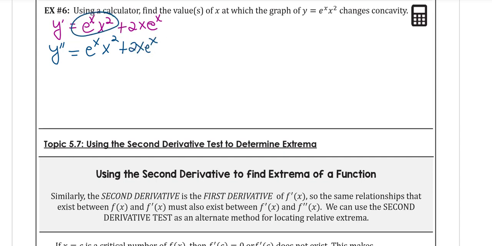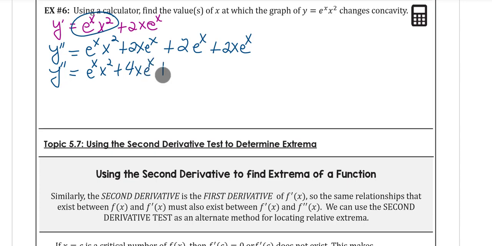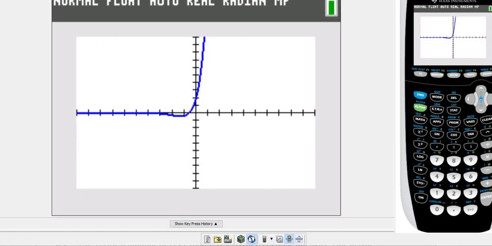That will take care of that term. And then the next term is going to be 2e to the x plus 2x e to the x. Now I have some like terms, so I can simplify this a little bit. So I get e to the x squared plus 4x e to the x plus 2 e to the x. And again, we're going to set that equal to 0 and find our zeros. So putting that in our calculator, we have this picture.